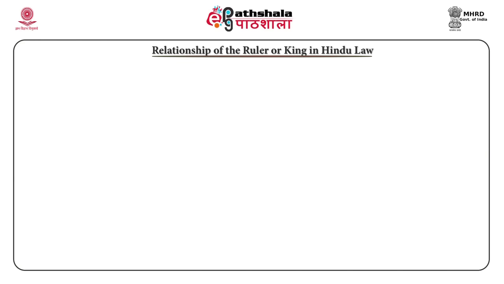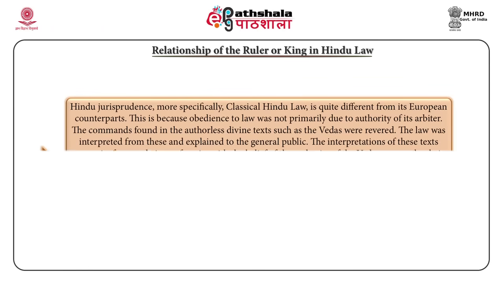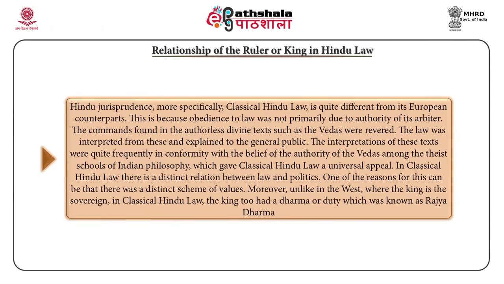So let's start by discussing the relationship of the ruler or king in Hindu law. Hindu jurisprudence, or more specifically classical Hindu law, is quite different from its European counterparts. This is because obedience to law was not primarily due to authority of its arbiter. The commands found in the authorless divine texts, such as the Vedas, were revered. The law was interpreted from these and explained to the general public. The interpretations of these texts were quite frequently in conformity with the belief of the authority of the Vedas among the theistic schools of Indian philosophy, which gave classical Hindu law a universal appeal.